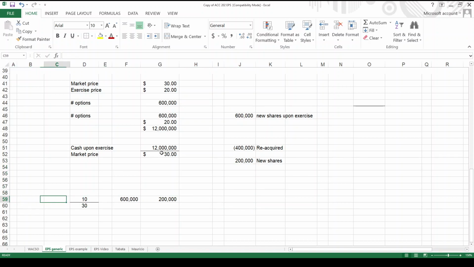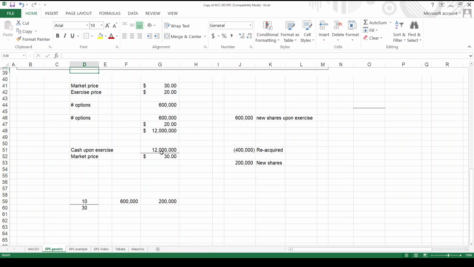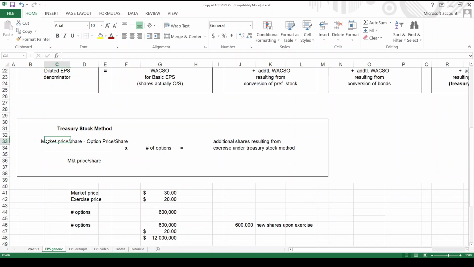What's this down here? Well, here's the quick and painless method, okay? Which is shown up here. What does it say? It says take the market price per share, subtract the option price per share, divide by the market price per share, and then multiply times the number of options.